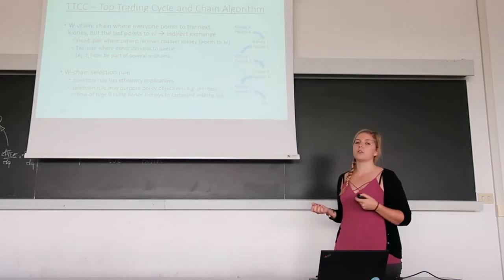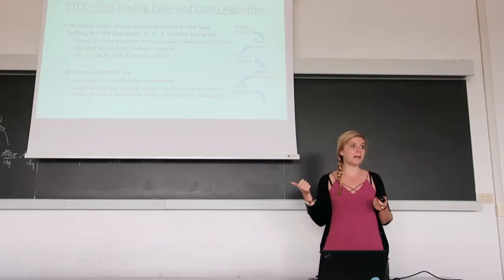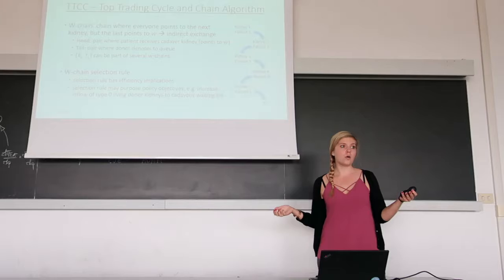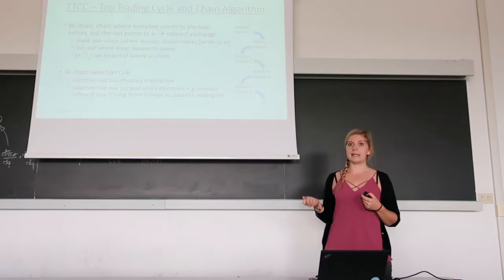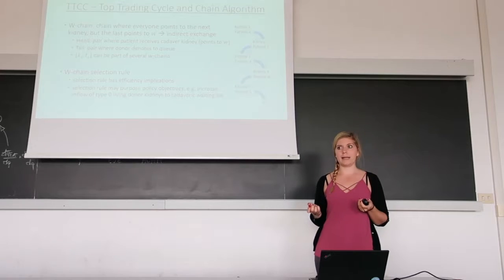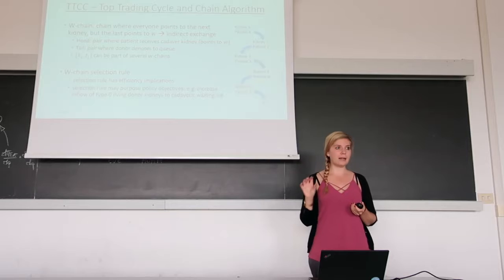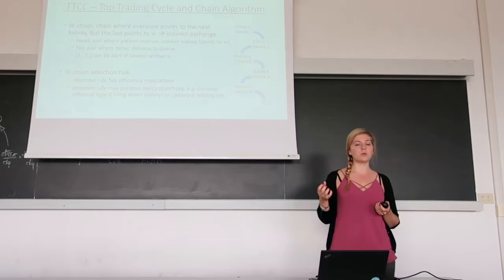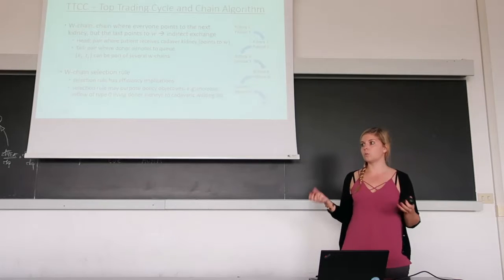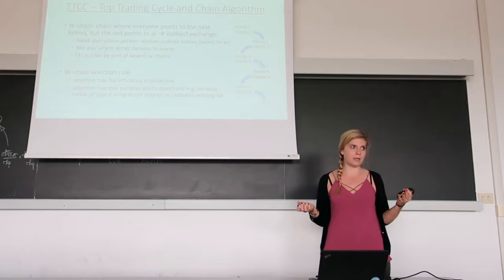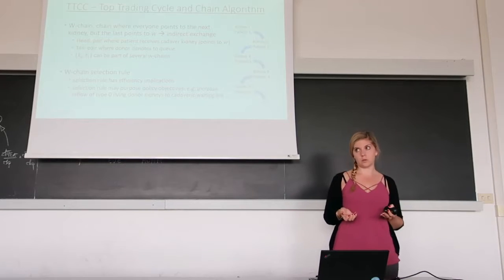The selection rule could be, for example, to choose the shortest chain with just maybe one donor patient pair, or the longest chain, or something completely else. Important is that this selection rule has some efficiency implications. So depending on what kind of rule I choose, this algorithm is efficient, which means it would select a Pareto efficient allocation, which we really want, because we want to improve everybody. So it's really important that we select an appropriate chain selection rule.